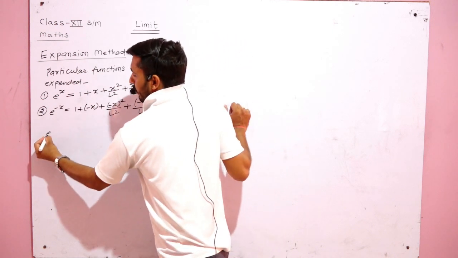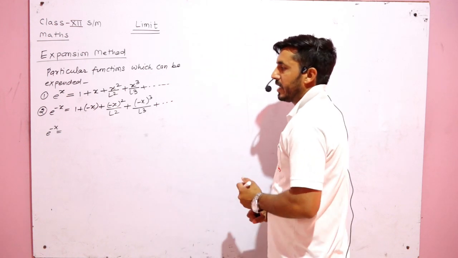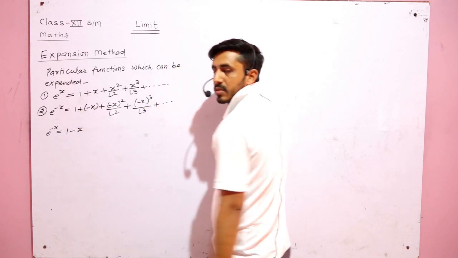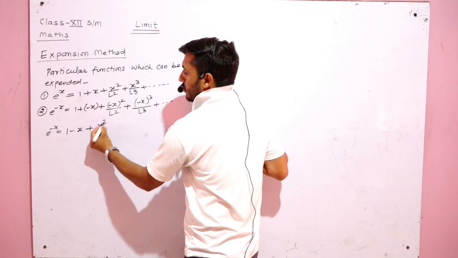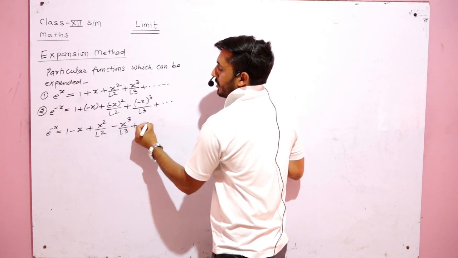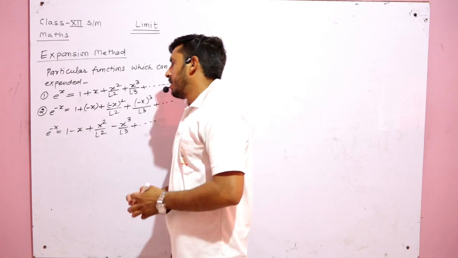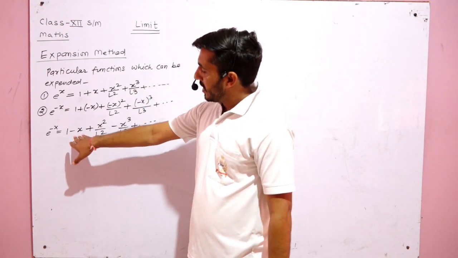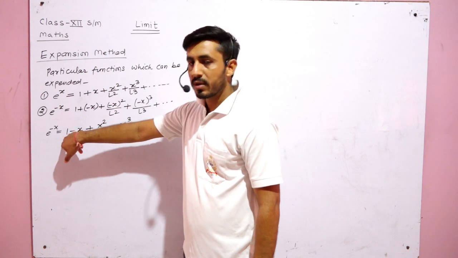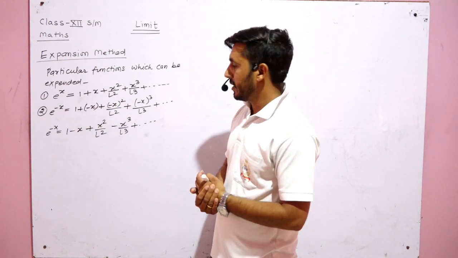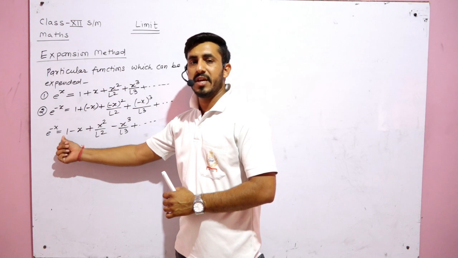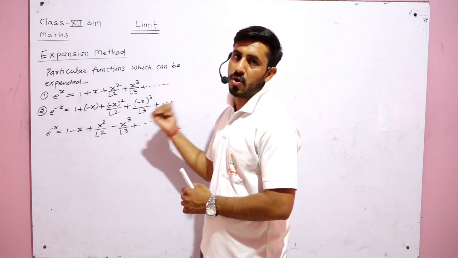If we simplify these terms, then we get 1 minus x, the next term is plus x square upon factorial 2, the next term is minus x to power 3 upon factorial 3, and so on. You can see the basic difference here: the terms are coming with alternate signs. First we take the plus sign, then minus, then again plus, then again minus and so on.